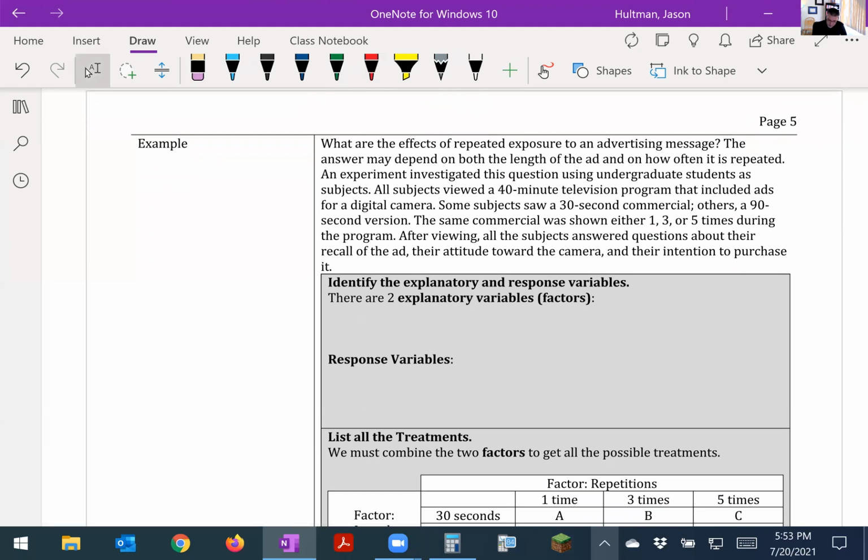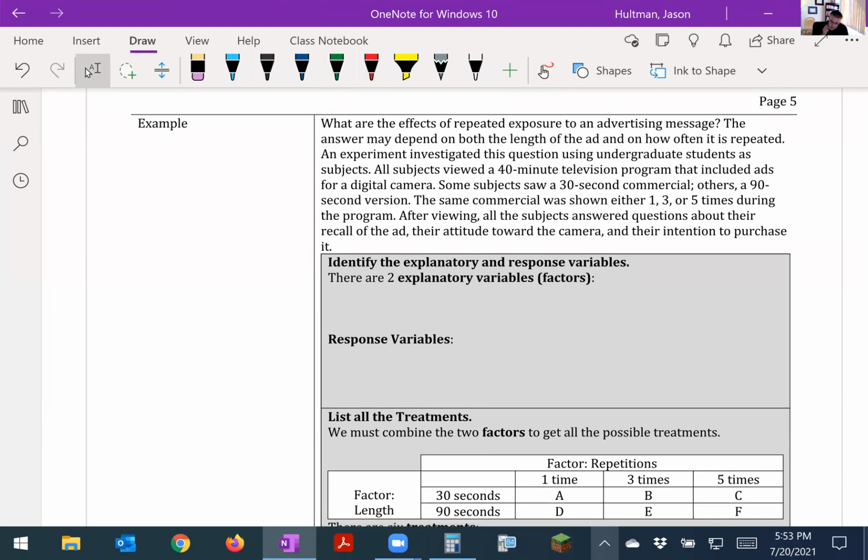Okay, let's do another example here. What are the effects of repeated exposure to an advertising message? The answer may depend on both length of the ad and on how it is repeated. An experiment investigated this question using undergraduate students as subjects. All subjects viewed a 40-minute television program that included ads for a digital camera. Some subjects saw a 30-second commercial, others a 90-second version. The same commercial was shown either 1, 3, or 5 times. So there's some variation here, a 30-second versus a 90-second, and whether or not they saw it 1 time, 3 times, or 5 times during the program.